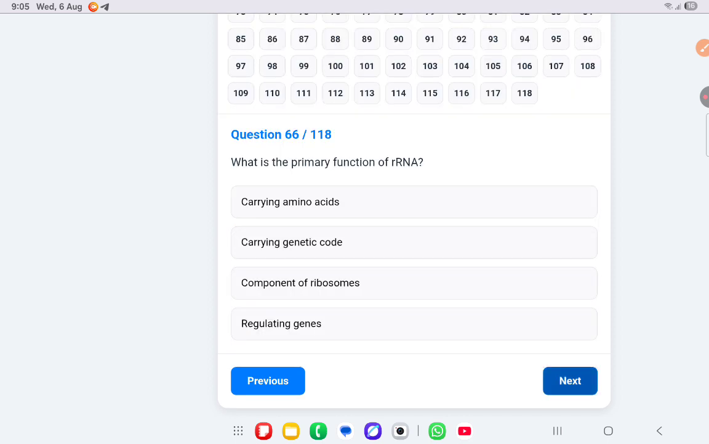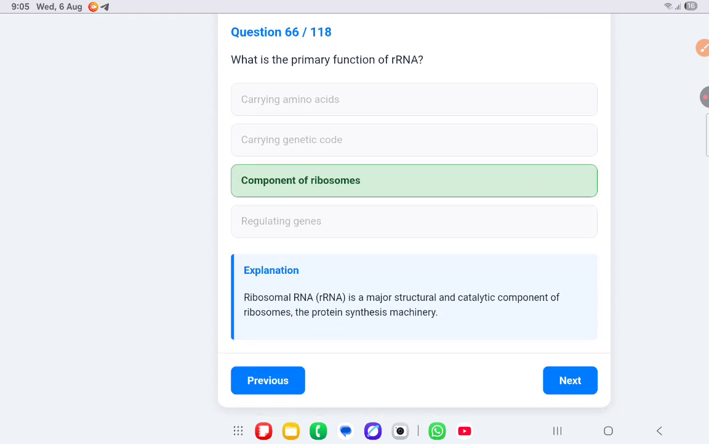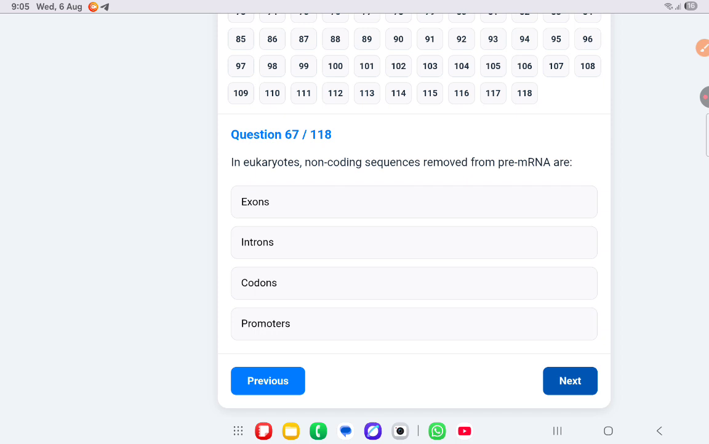Next, which is the primary function of rRNA? आरएनए का प्राइमरी फंक्शन क्या होता है? कंपोनेंट ऑफ राइबोसोम. नेक्स्ट, in eukaryotes, non-coding sequences removed from pre-mRNA are called introns.